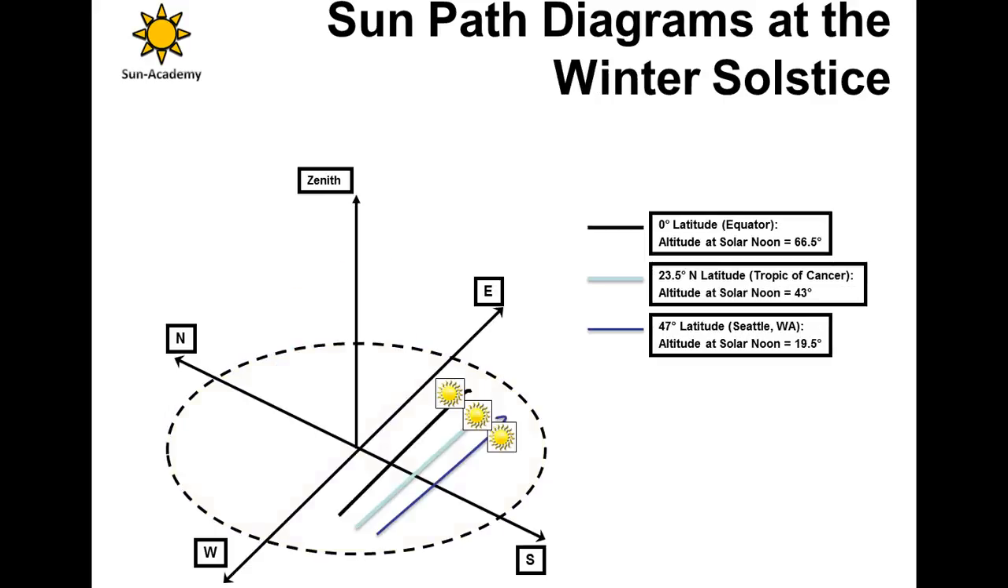In the northern hemisphere at the winter solstice, the sun rises and sets south of east and west respectively. Nights are increasingly longer than days at high latitudes, and the sun remains in the southern sky all day. The sun reaches the lowest altitude of the year at latitudes higher than the Tropic of Cancer.